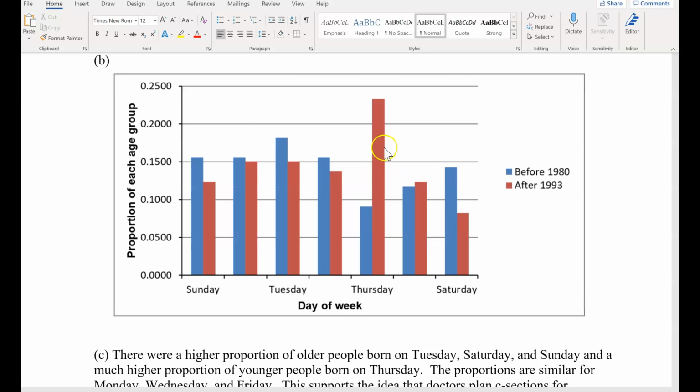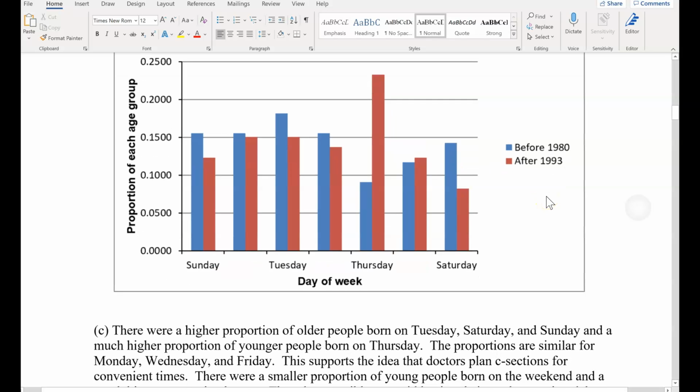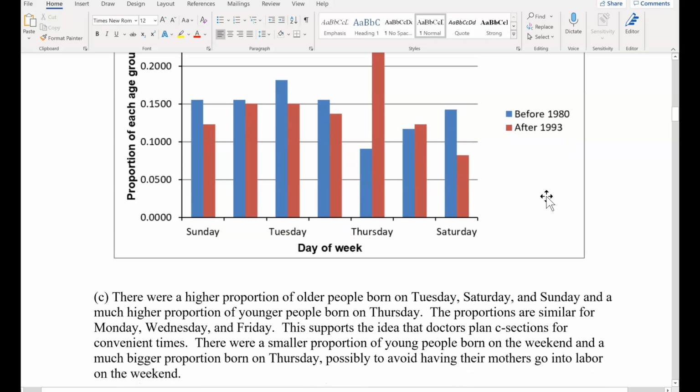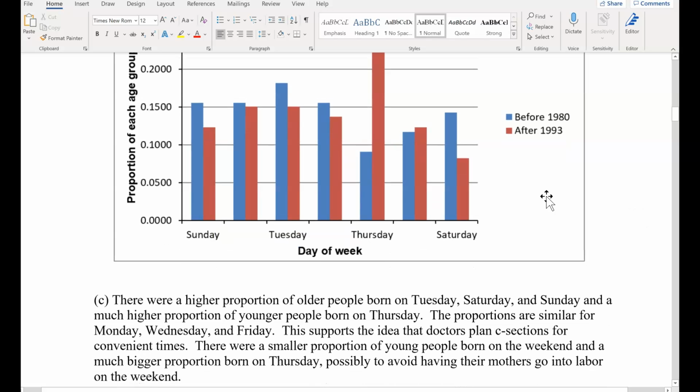The doctors are all golfing that day. But before 1980, 14% were born on Saturdays just by random chance. So maybe we can add a little more meaning with a graph. We can see for the most part, both of these distributions seem kind of uniform until we get to Thursday. And I do recall that my son was born on a Thursday, and it was a scheduled C-section. And he was for sure born after 1993.